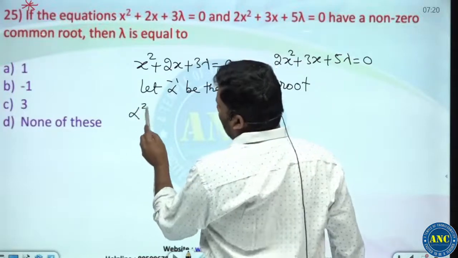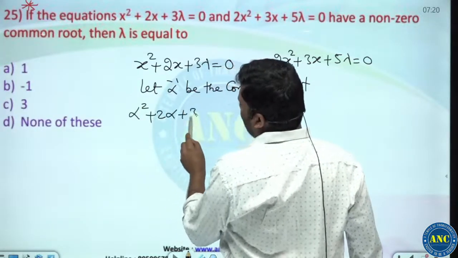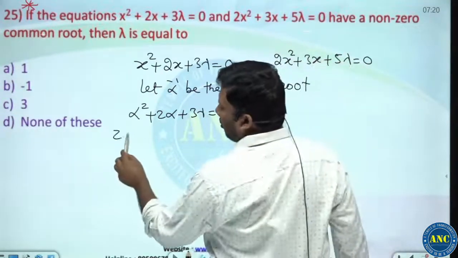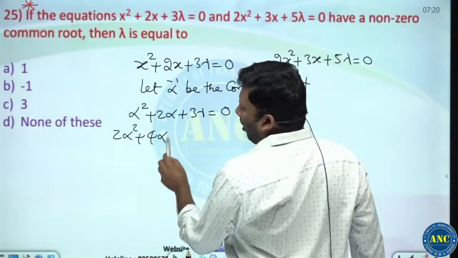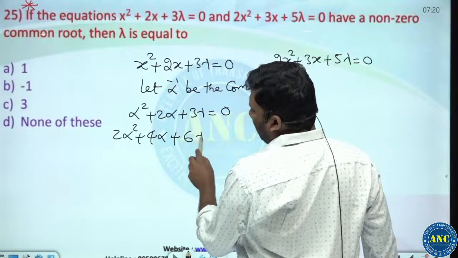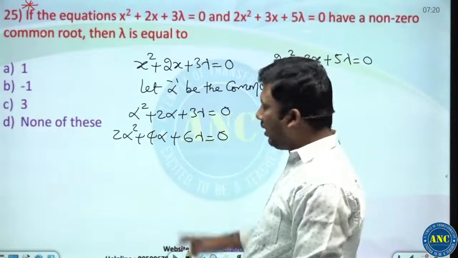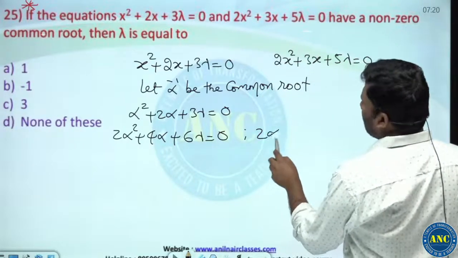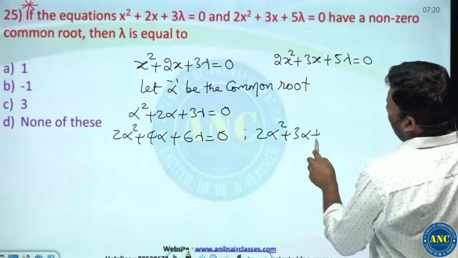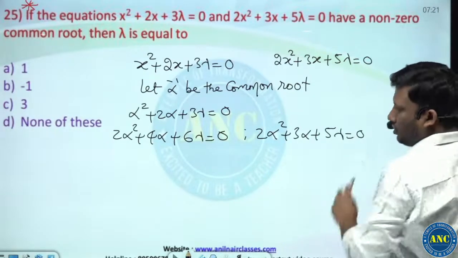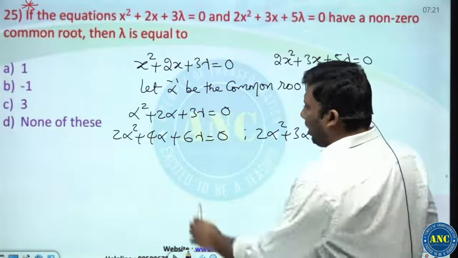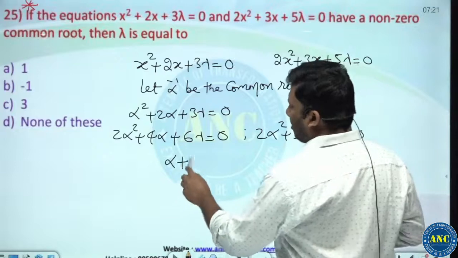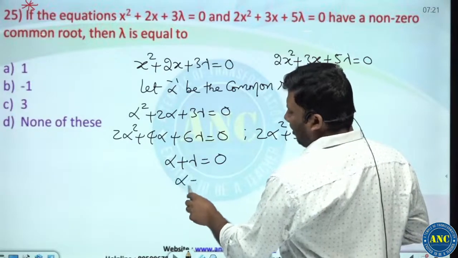So this will become alpha square plus 2 alpha plus 3 lambda equivalent to 0. Multiply by 2 so that alpha square can be eliminated: 2 alpha square plus 4 alpha plus 6 lambda equivalent to 0. I hope it is clear. Similarly, the other one will become 2 alpha square plus 3 alpha plus 5 lambda equivalent to 0. Both are equated with 0. Subtracting: 4 alpha minus 3 alpha, 6 lambda minus 5 lambda, that means alpha plus lambda equivalent to 0.